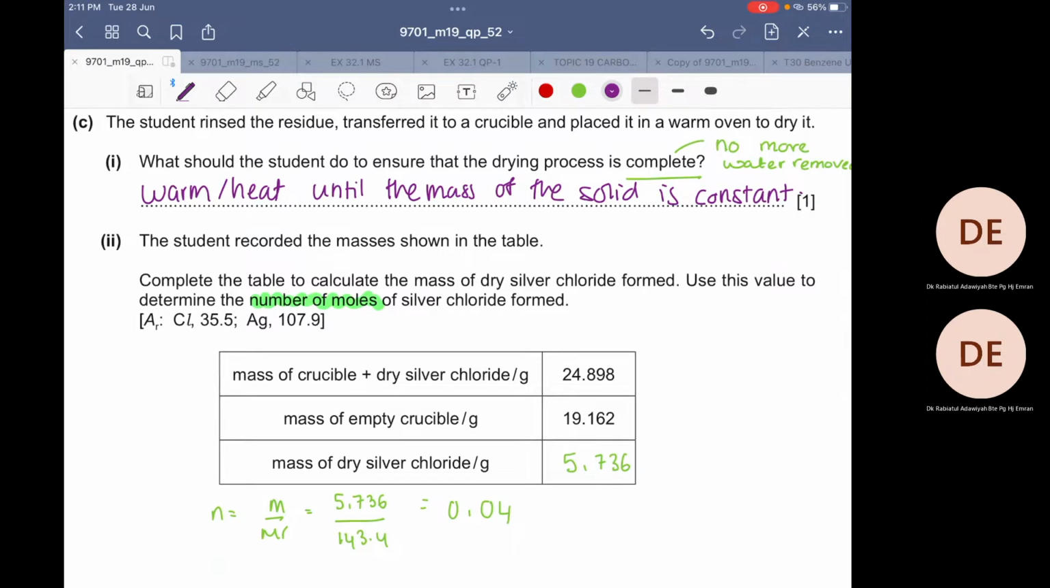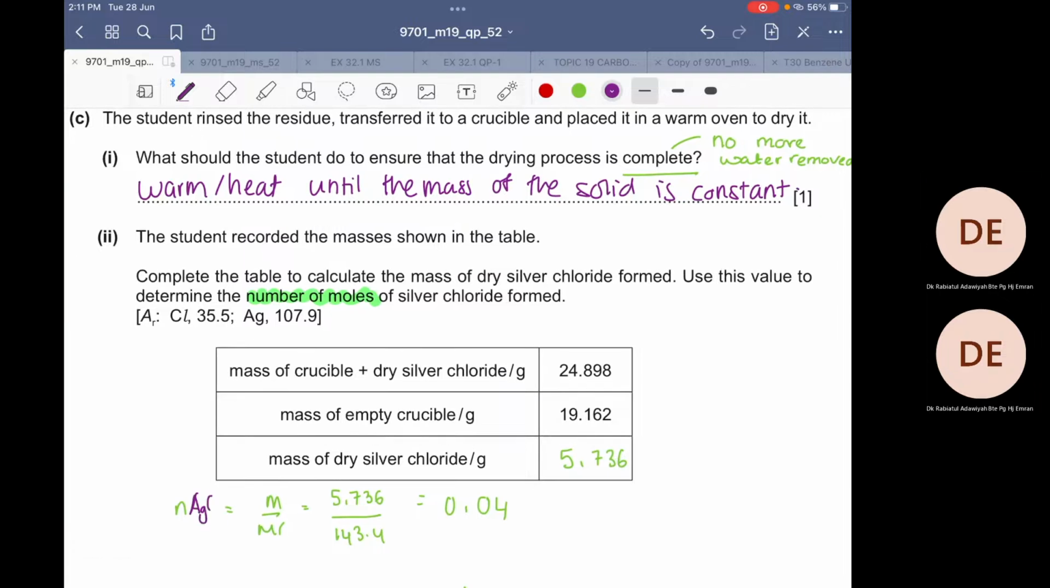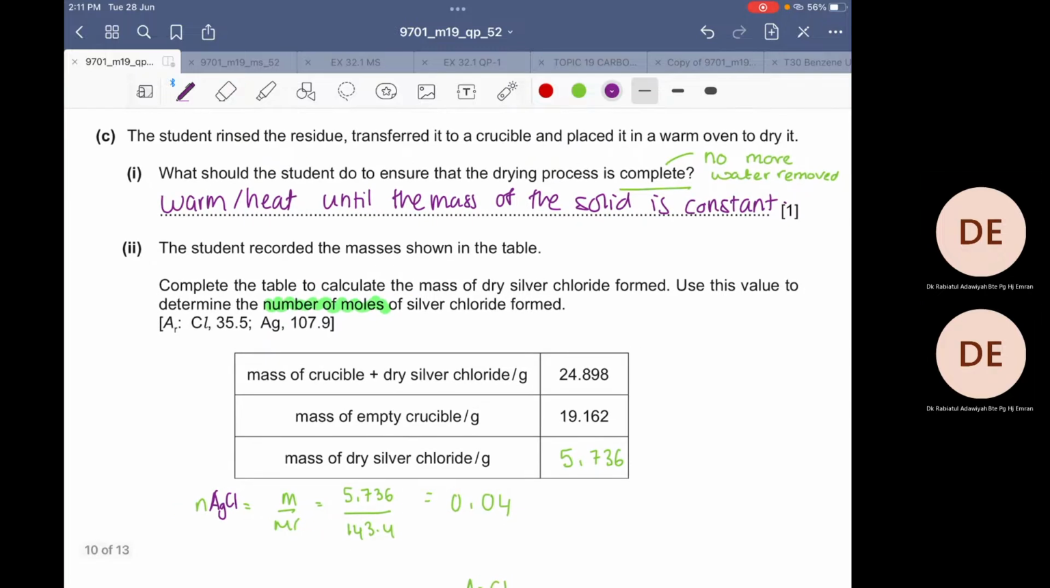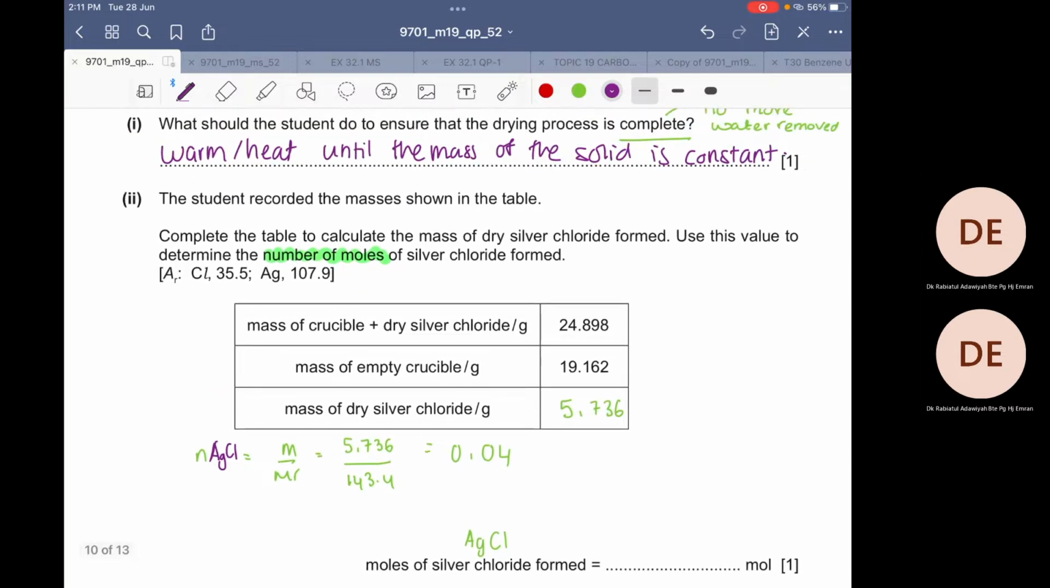Okay, the next part, you are asked to find the number of moles of silver chloride. So just make sure you use n equals m over Mr correctly, but it's for AgCl. So the Mr would be for AgCl. Ag is 107.9 plus chlorine 35.5. And you should get 0.04, the answer. 0.04 mole of silver chloride formed.